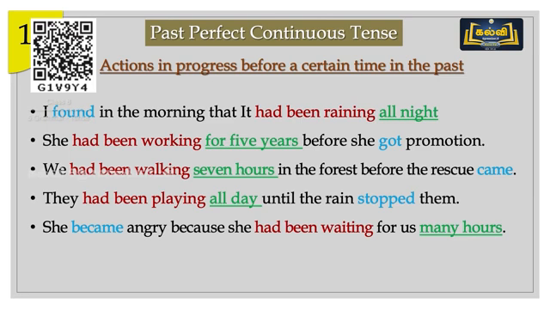Next one. We had been walking 7 hours in the forest before the rescue came. They had been playing all day until the rain stopped. Last one, she became angry because she had been waiting for us many times. So if you look at all the sentences, you can see had been working, playing and waiting. But it all was happening for a certain period with duration before another action followed.